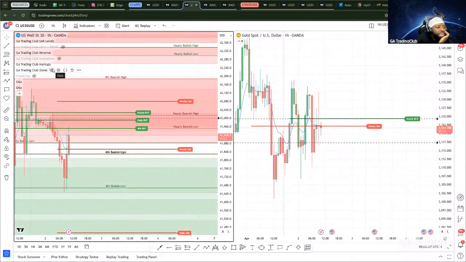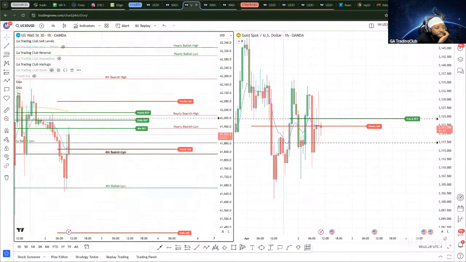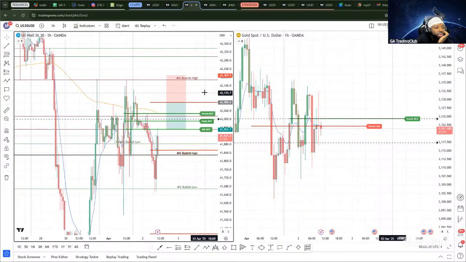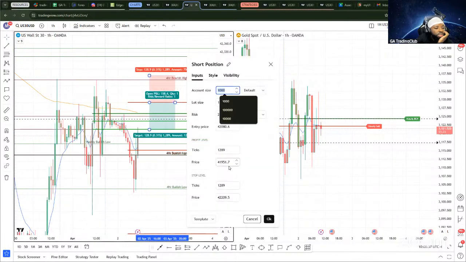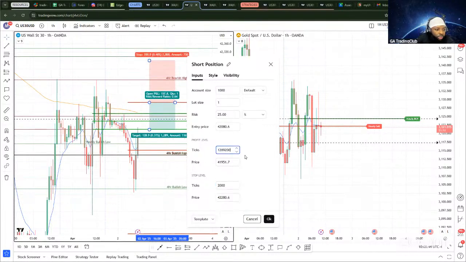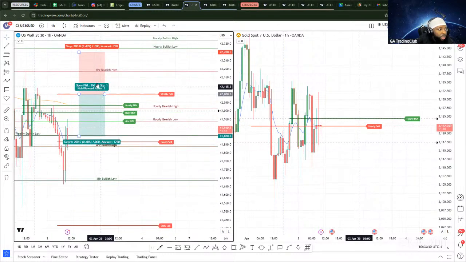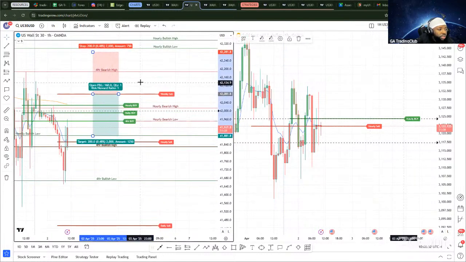And later on, I still think US 30 will push up, because later on in the day we might get a SAR levels rejection entry here. And this would be like a 200-point move, maybe later on. Yeah, this would actually be a pretty nice trade if it does come up later. Leave this here.